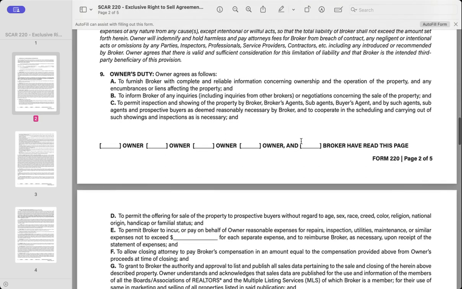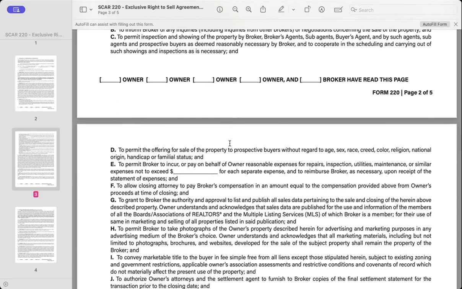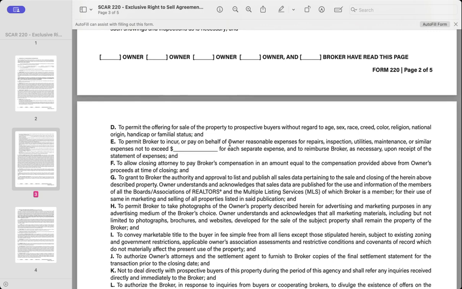This is Section 9, and it describes the owner's duties. There are many duties here. Some of those duties will include informing the broker of any inquiries from anyone else who inquired about the property. It includes permitting the broker to offer the property for sale without regard to age, sex, race, creed, color, religion, national origin, handicap, or familial status.